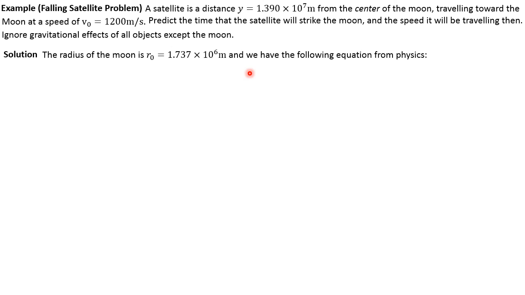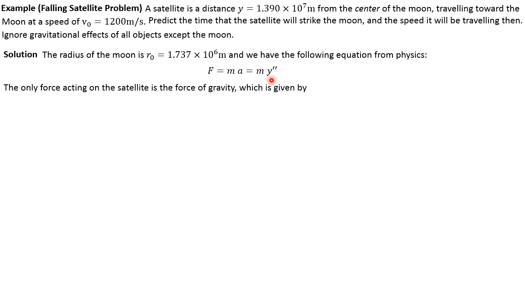And we have the following equation from physics, that the force acting on our falling object is equal to its mass times its acceleration. And since we're assuming the object is falling straight toward the moon, we're just going to track its y coordinate, its distance from the moon. So acceleration is just the second derivative of position.